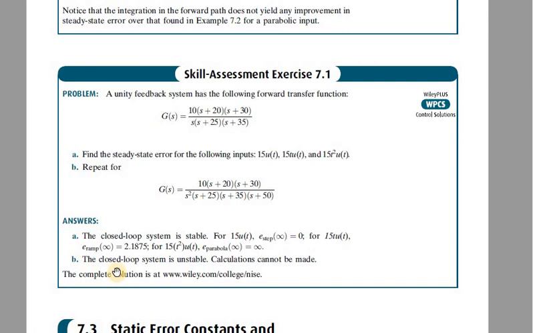Okay. Now the closed loop system for the second one is unstable, so calculation cannot be made here. Why is it unstable? Look here. Due to two poles at the origin. So when we plot the poles for the closed loop system, this becomes unstable.